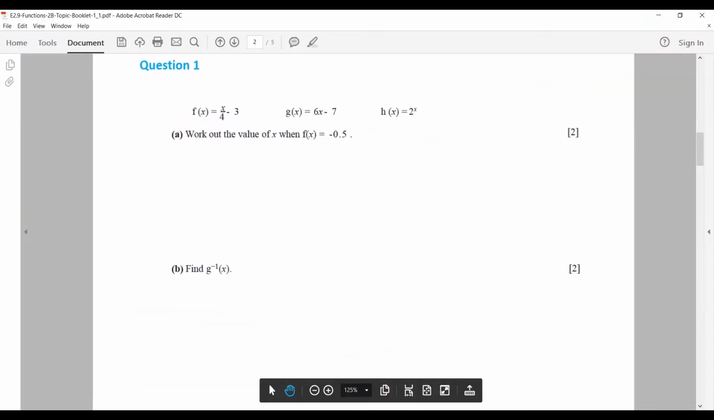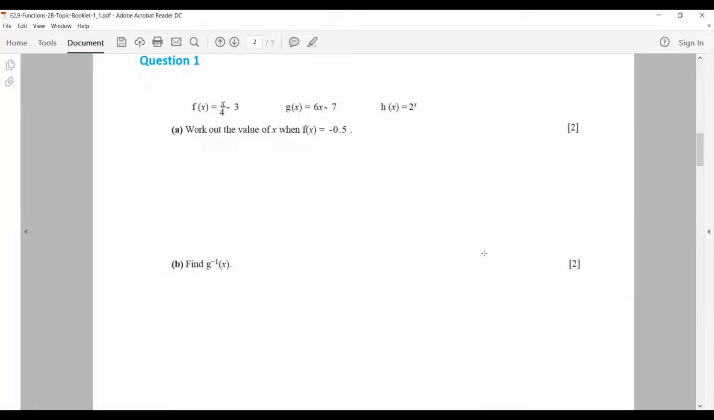So, okay, this is question 1. There are 3 functions defined for us right up here, f of x, g of x, and h of x. Work out the value of x when f of x is equal to negative half. So the value of f of x is given, meaning x over 4 minus 3 is negative half, and we have to find out what is the x that gives us this negative half if we put it inside f of x. And this is just algebraic manipulation.